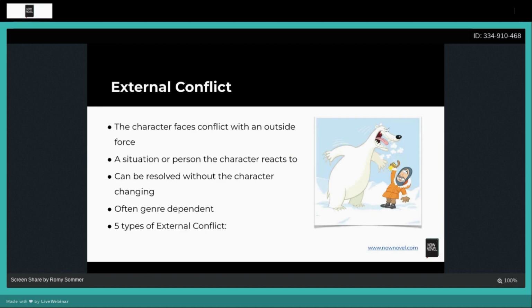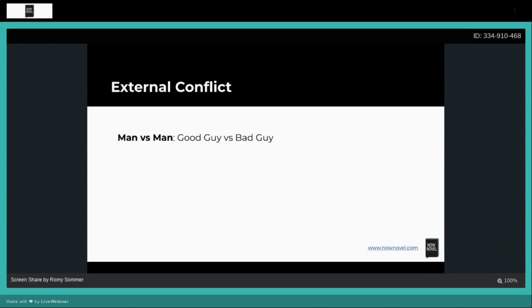So there are 5 types of external conflict, and this might take you back to your high school days. I'm sure we all covered this. The first one, man versus man. That's easy enough. It's the good guy versus the bad guy. It's the romantic comedy where 2 women perhaps are vying for the same man or the attention of the same man, or it's the 2 work colleagues vying for the same promotion.